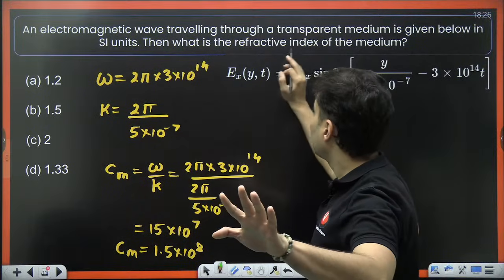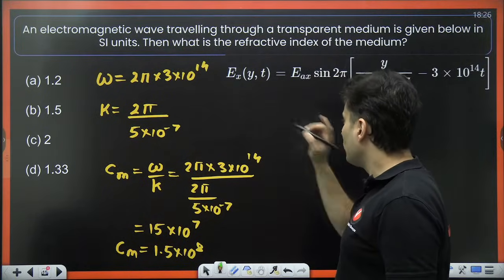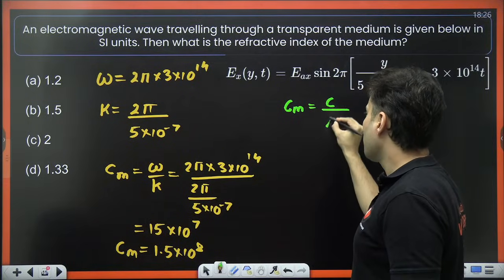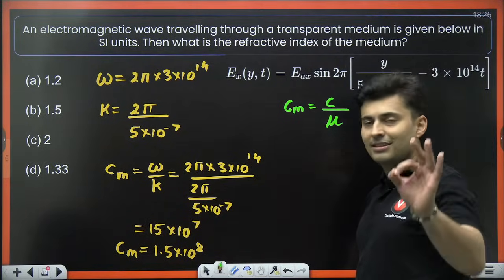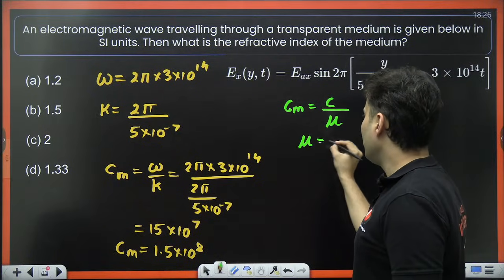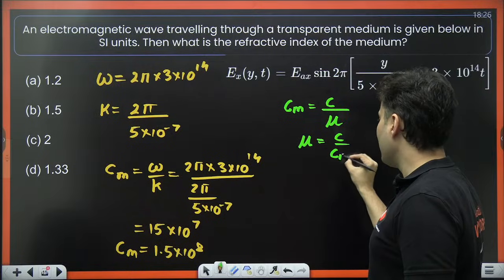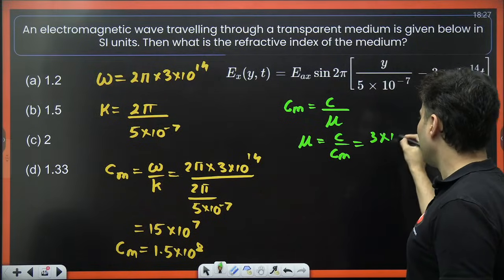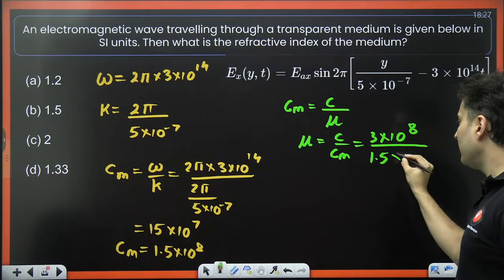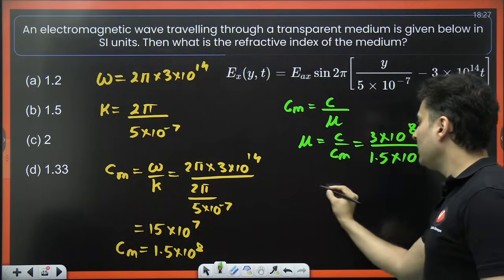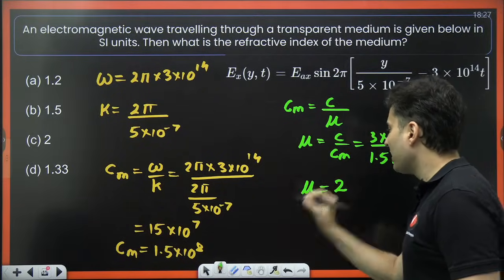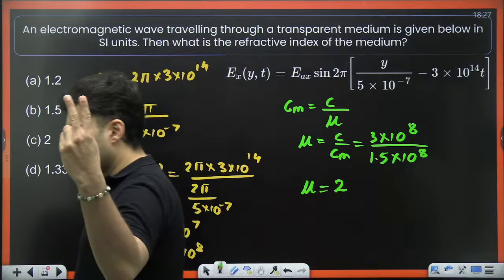But we have been asked the refractive index. We know the speed of light in any medium is the speed of light in vacuum divided by the refractive index, a standard formula from ray optics. So mu will be c divided by c_m. c is 3 into 10 to the power 8 and c_m is 1.5 into 10 to the power 8. The 10 to the power 8 cancels. 3 by 1.5 is 2. So the refractive index is a big fat 2.